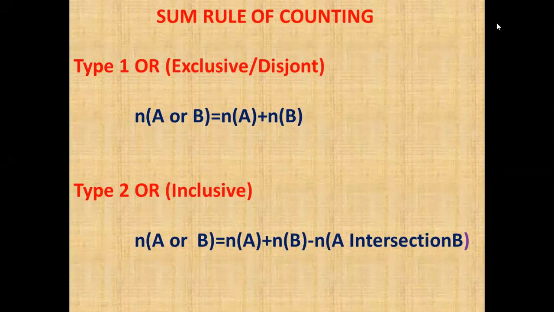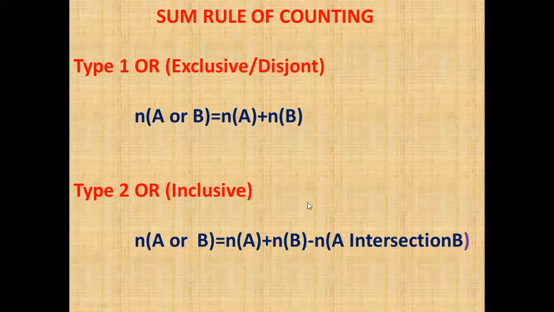Type 1 is like, suppose A is an event of throwing one dice, and B is an event of throwing a coin. Now both the events are different. They are not affected by each other. So the number of elements in A or B would be the number of elements in A plus the number of elements in B.